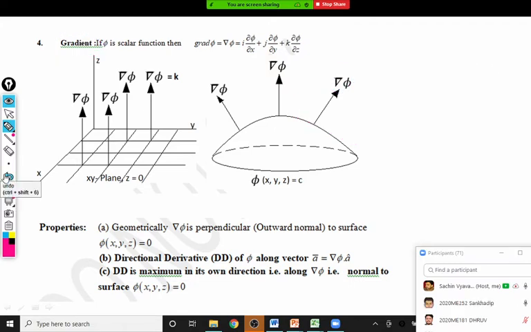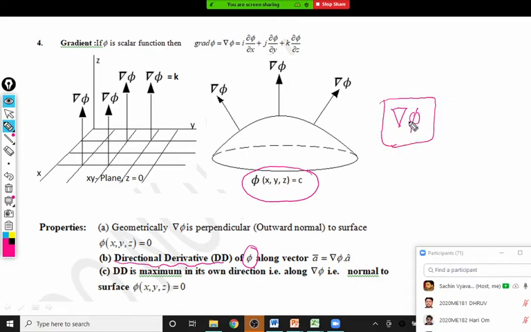Can you explain how the point C is maximum in its own direction, sir? What is the rate of change? We just said the directional derivative of a function phi is del phi. This del phi vector is known as the rate of change of the function phi. Now if we want the rate of change of the function phi along a bar, we take del phi dot a bar upon mod a.